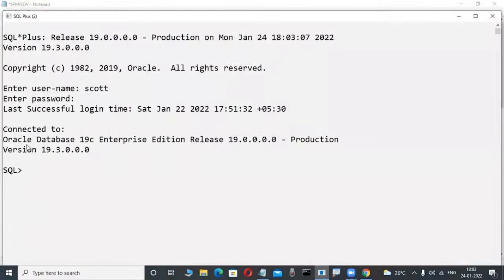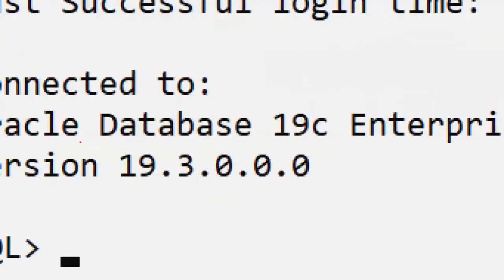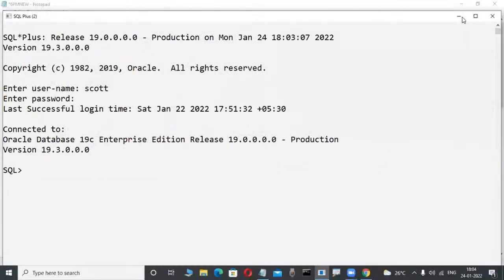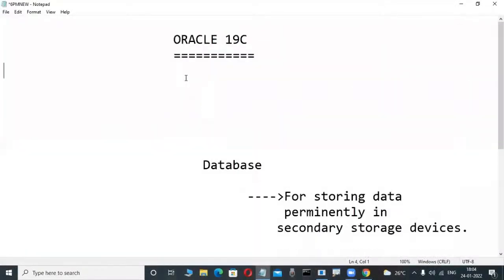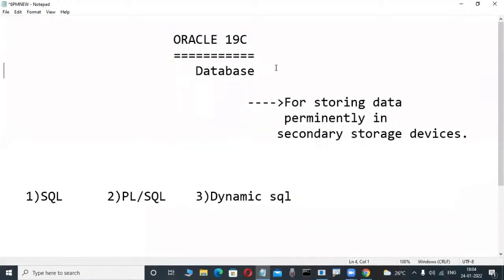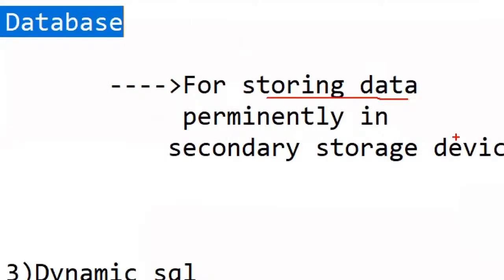Oracle is a product from Oracle Corporation. What type of product is that? A database product. What is the purpose of database products? Whether Oracle, SQL Server, or DB2, so many products are there. The purpose of these database products is storing data, permanently in the hard disk, in secondary storage devices. But not only permanently storing the data, but also retrieving the data efficiently.